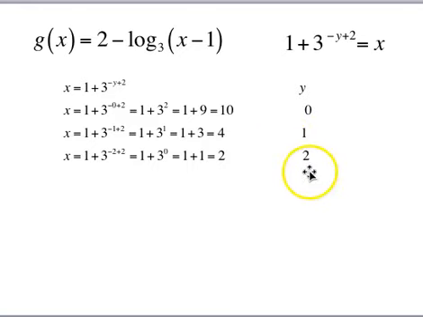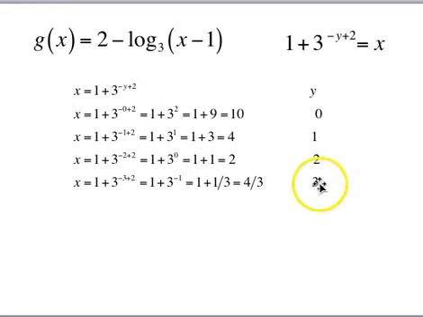Then we're going to let y be 2. So 1 plus 3 to the negative 2 plus 2. 1 plus 3 to the 0. 1 plus 1 is 2. So our next point is 2, 2. If I let y equal 3, we have to go to 3 to the negative 3 plus 2. So 1 plus 3 to the negative 1, 1 plus a third, which is 4/3, or 1 1/3.